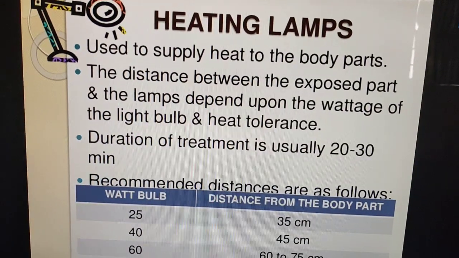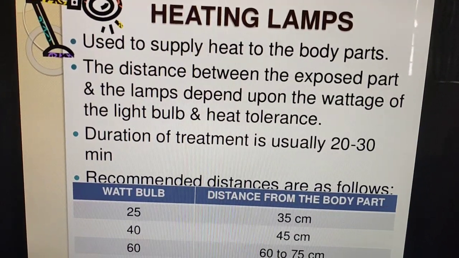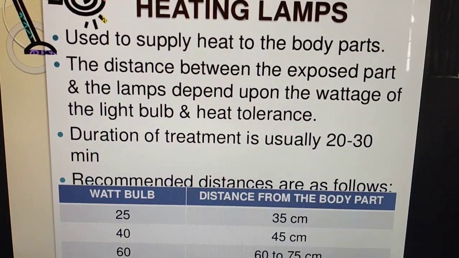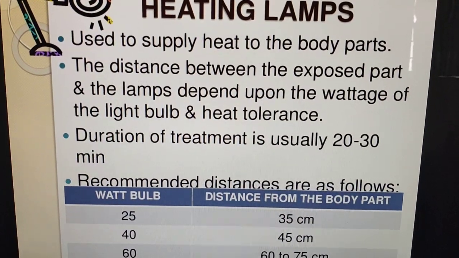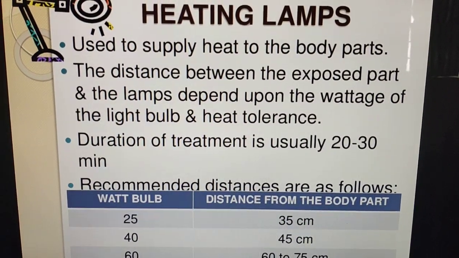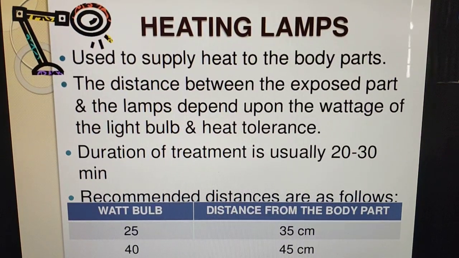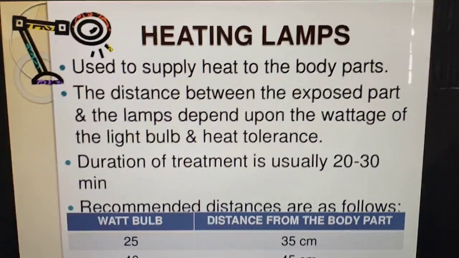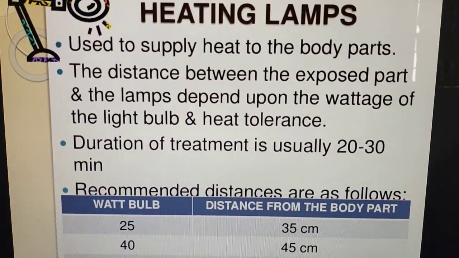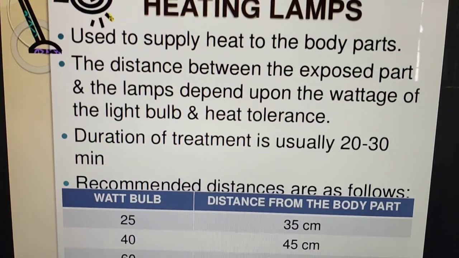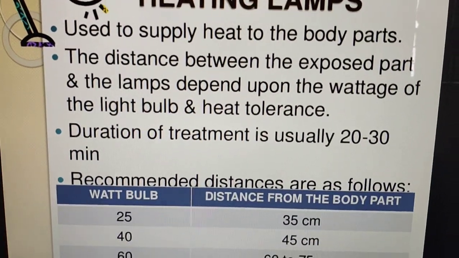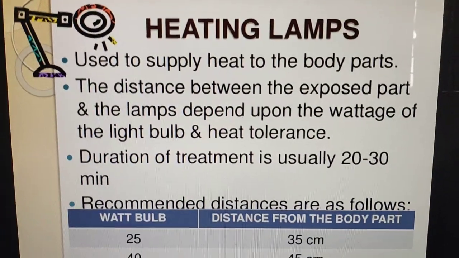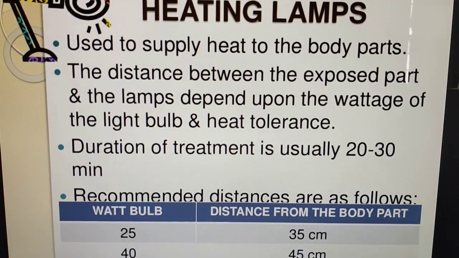Heating lamps are used to supply heat to body parts. The distance between the exposed part and the lamp depends upon the wattage of the light bulb and the heat tolerance. Just as we use bulbs of different watts in the house, the same applies to the lamp. Depending upon the watt, 25 watt, 40 watt, we maintain the distance between the body part and the lamp. Clear? The duration is 20 to 30 minutes only.